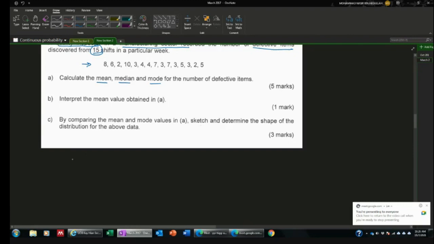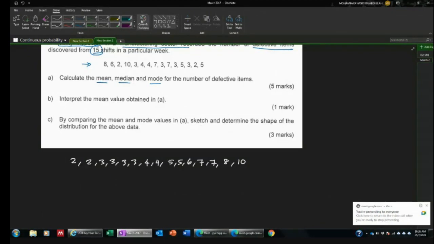Kita letak properly lah. 2, 2, 3, 3 ada berapa kali? 1, 2, 3, 4. 3, 3, 3. And then 4 we have 2, 5 we have 2, 6 we have only 1, and then 7 we have 2, and then we have 8 and 9. Tak ada 9 tak ada, 10, then only 1.